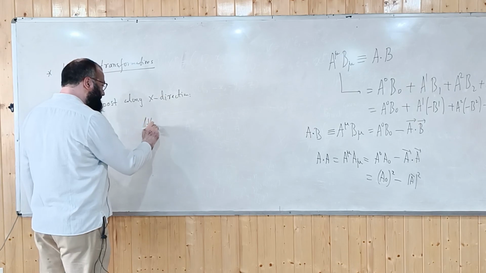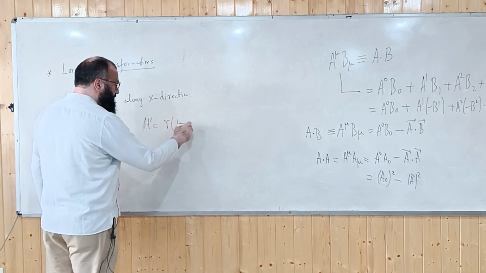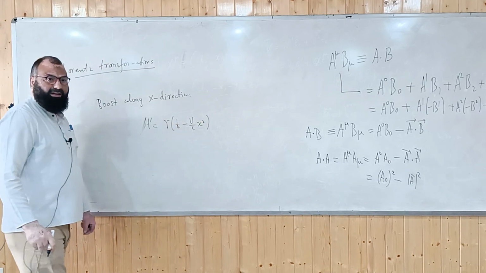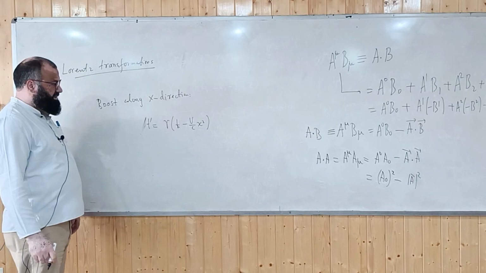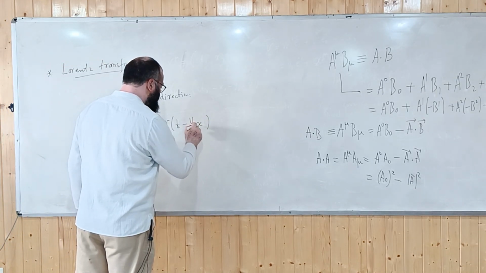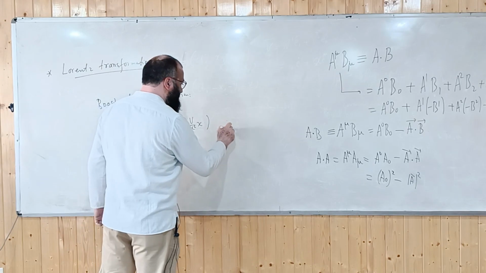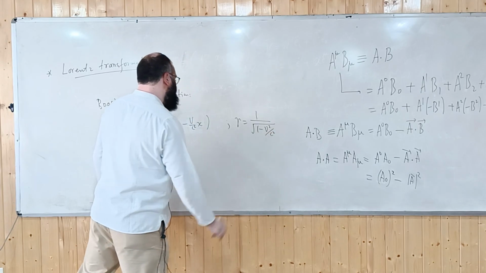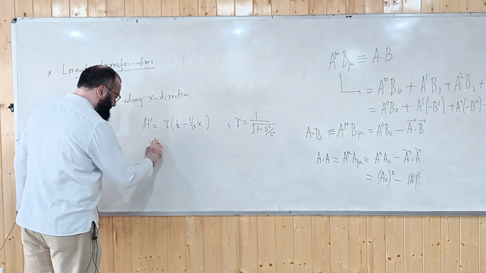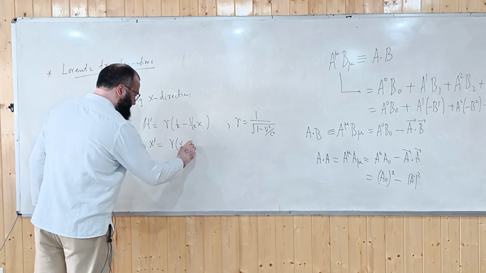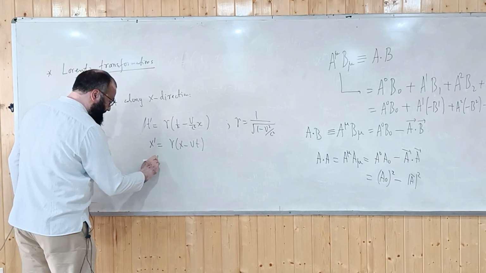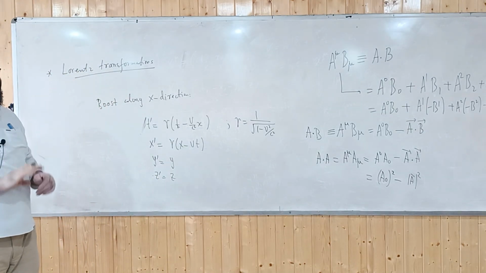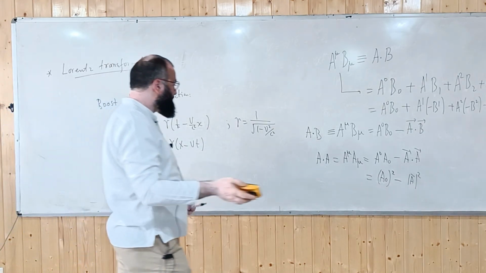You are having this T prime goes as gamma times, okay, T minus V by C square X. Sorry, is it X square or X? X. V by C square. Okay, and what is our gamma? 1 divided by root of 1 minus V square by C square. Okay, then you are having X prime as gamma times X minus Vt. You are having Y prime as Y and Z prime as Z, because you are considering only the motion along X direction. Okay.